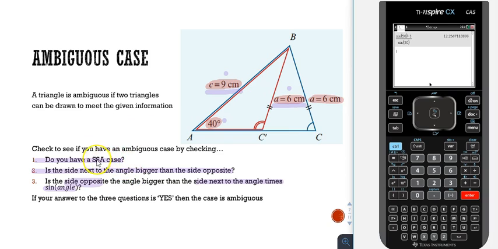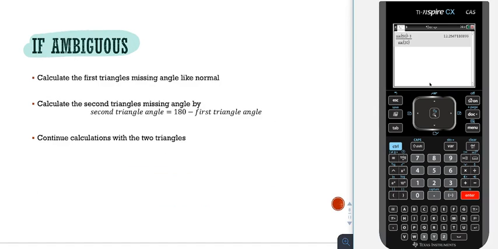It is a case of side-side angle. My C is bigger than my A. My C times sine 40 is smaller than A. This is ambiguous. So these 3 questions allow you to check for an ambiguous case. If it is ambiguous, then you just do your calculations like normal.